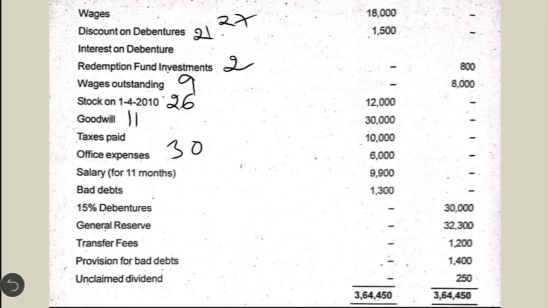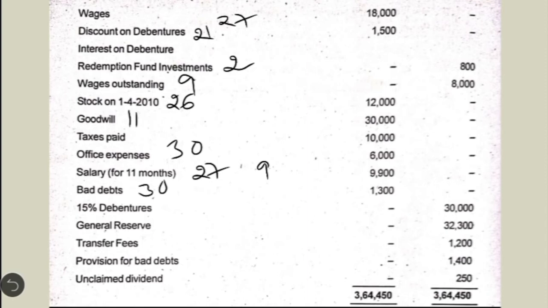Salary for 11 months, they have paid 9,900. So this is the salary given to the employee, so we have to take it in note number 27. For this, 1 month's outstanding salary should be added. The total 12 months salary should be shown in note number 27. And then again that outstanding salary for 1 month should be shown in note number 9, that is other current liabilities. Then bad debts we have to show in note number 30.